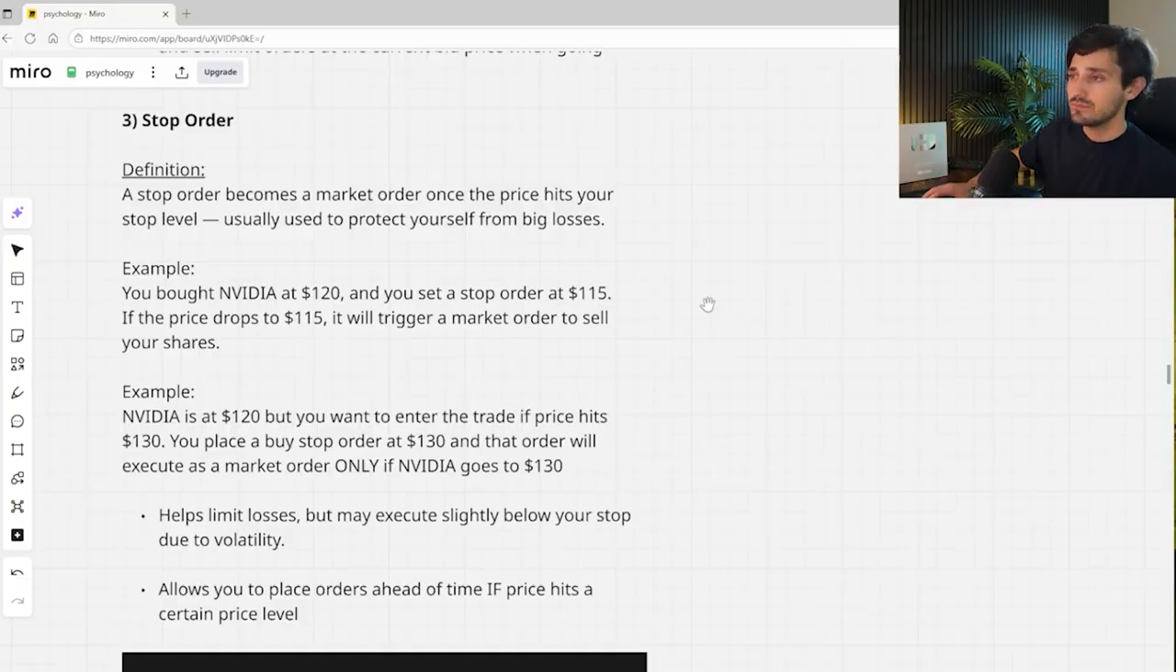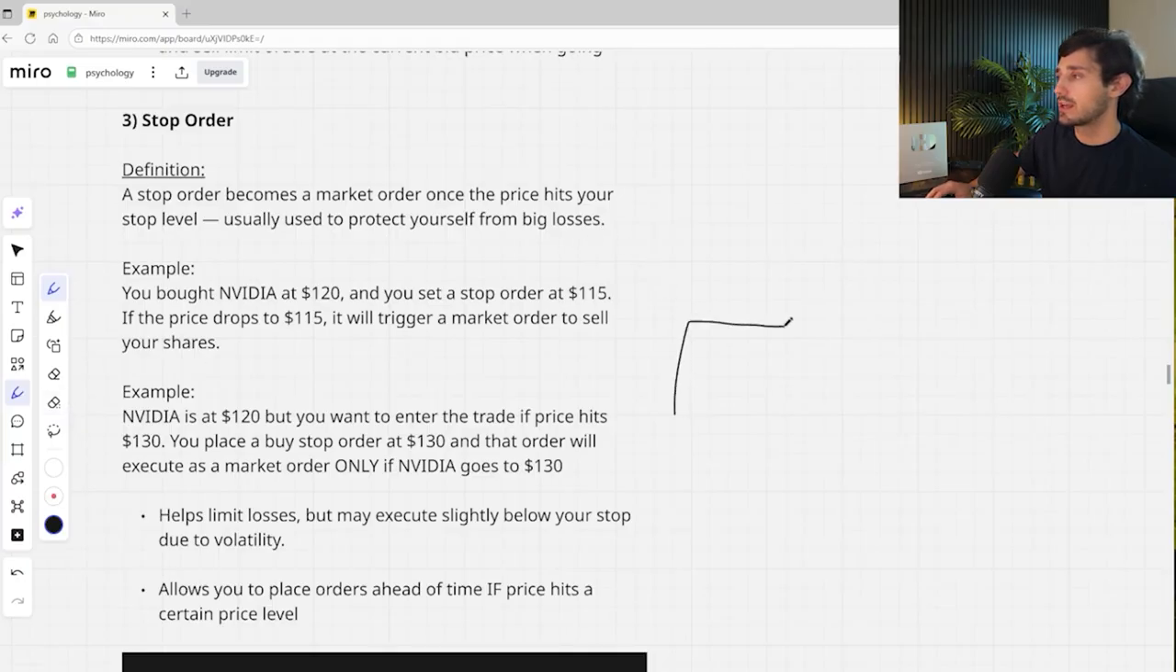So hypothetically, you bought NVIDIA at $120, okay? NVIDIA triggers a breakout and you bought it at 120 right here. And you set a stop order at 115. Let's say your stop order is at 115 right here. And this is a sell stop order, okay? If the price drops to 115, it will trigger a market order to sell your shares. That's really important. So let's say that again. If the price drops to 115, it will trigger a market order to sell your shares. So it will exit you as soon as your stop order is hit when prices hit 115.